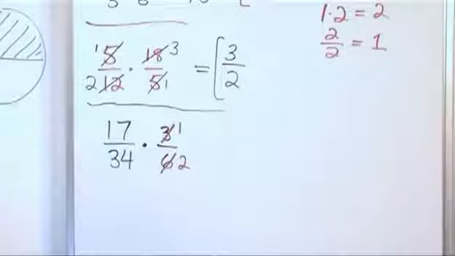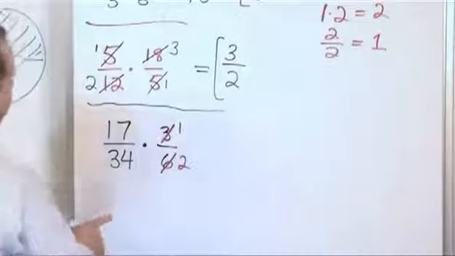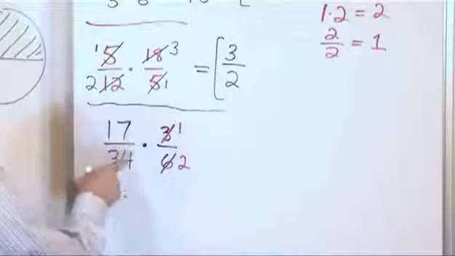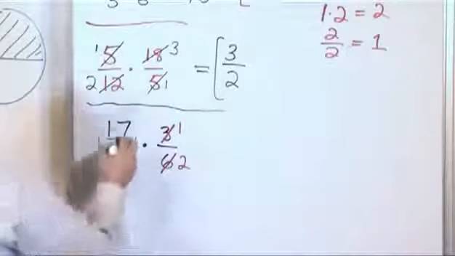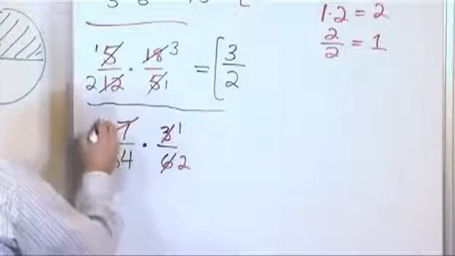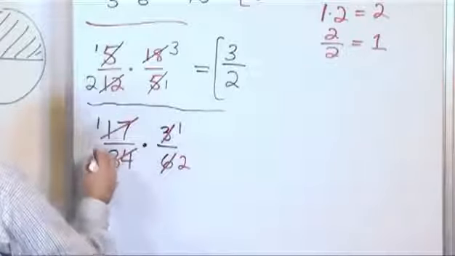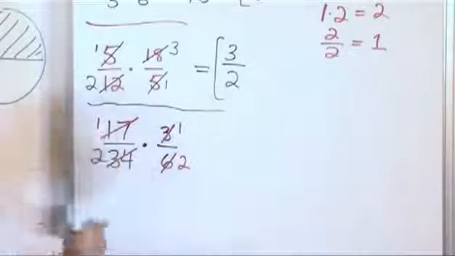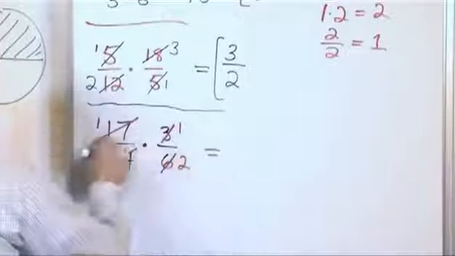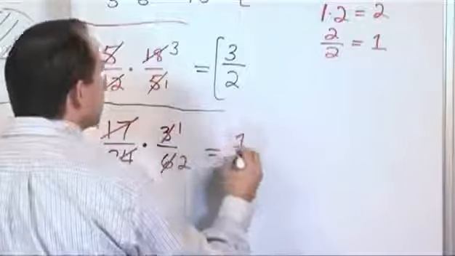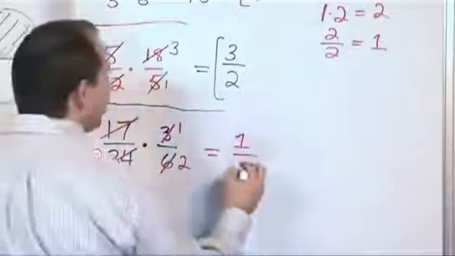You might look at those and say, well, I can't really do anything to 17/34 until you realize 17 times 2 is 34. So I can divide top and bottom by 17. 17 divided by 17 is 1. 34 divided by 17 is 2. So now everything's gone. Only these red numbers are now present. So 1 times 1 gives me 1. 2 times 2 gives me 4.